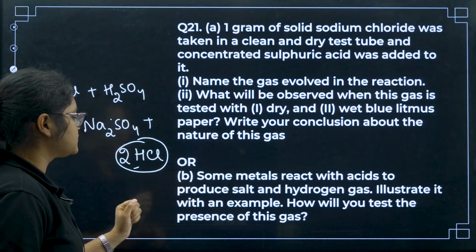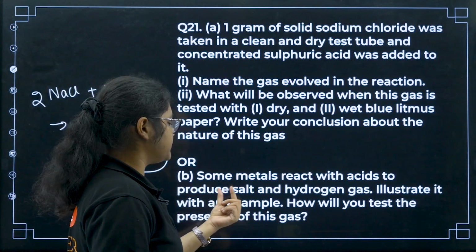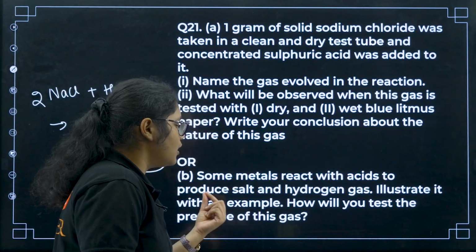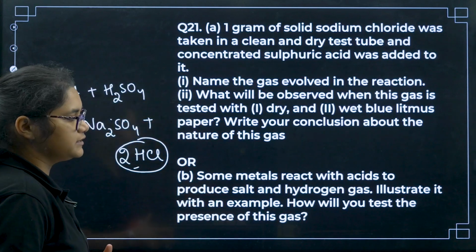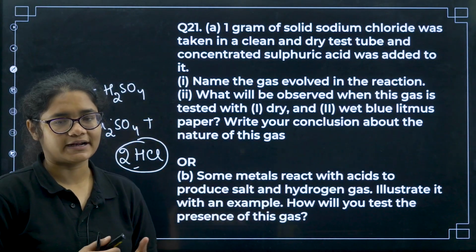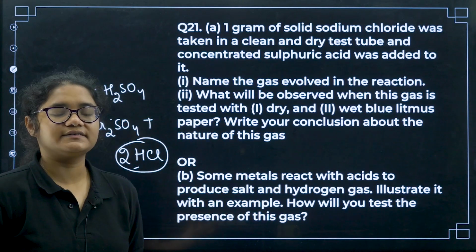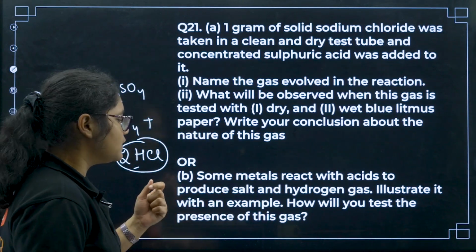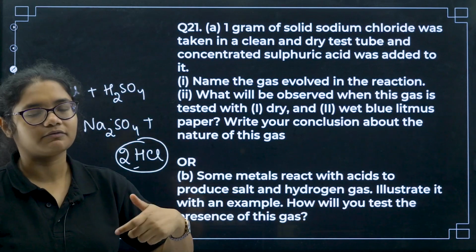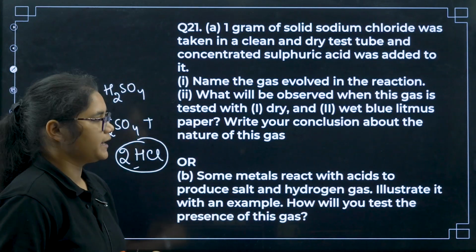Okay. Next, some metals react with acids to produce salt and hydrogen gas. Illustrate it with an example. How will you test the presence of this gas? So you can take any metal and the acid like Zn and HCl will give you zinc chloride plus hydrogen gas. Now this gas, how will you test it? You can bring a burning matchstick to it and it will burn with a pop sound, right?